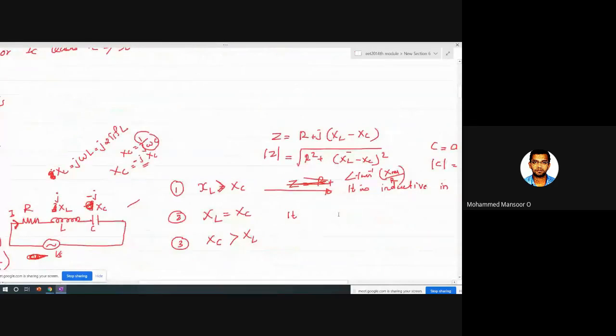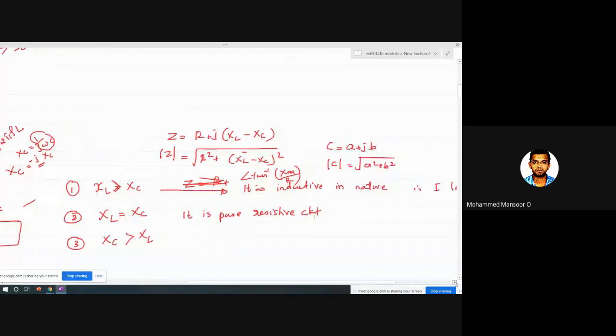So in this case, when XL is equal to XC, the two cancel each other out, right? So under that condition, what is the behavior of the circuit? Whether it is inductive, whether it is resistive, whether it is capacitive. It is a pure resistive circuit. Clear? It is a pure resistive circuit.